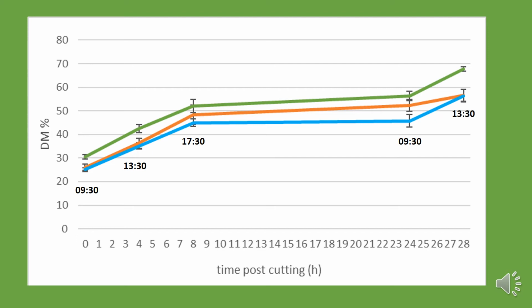I took samples again 4 hours later at 1:30 and then at 5:30, and then 24 hours later at 9:30 in the morning again, and then at 1:30 the next day. And what you can see is that the crop rapidly wilts between 9:30 and 5:30, and it very quickly exceeds the dry matter target that we mentioned on the previous slide. But the main thing I wanted to highlight is that overnight there is very little change in the dry matter of the crop. It still wilts a little more, but not a significant amount.